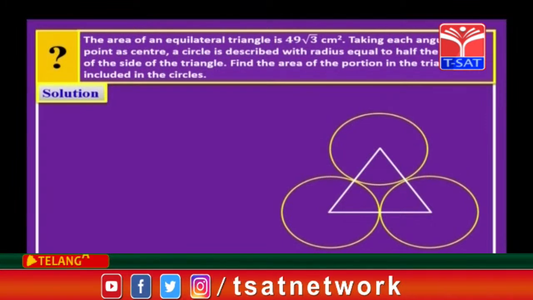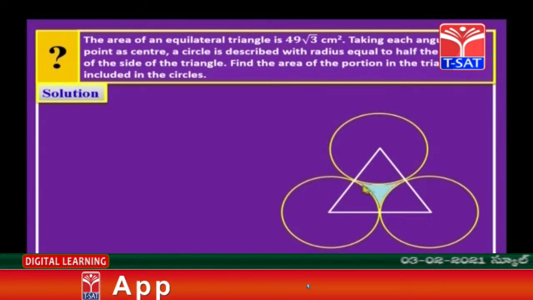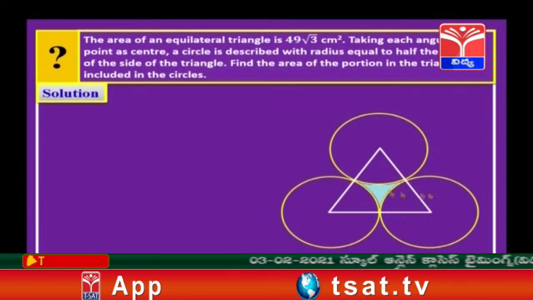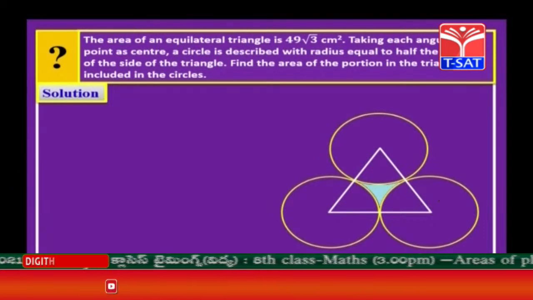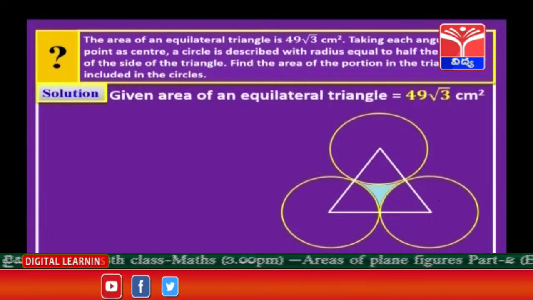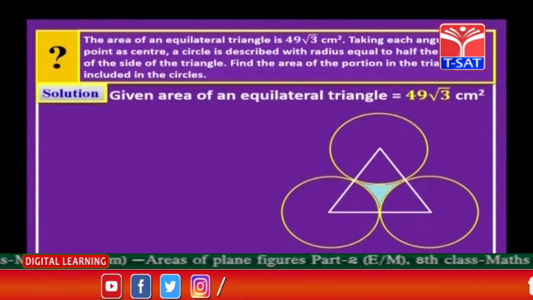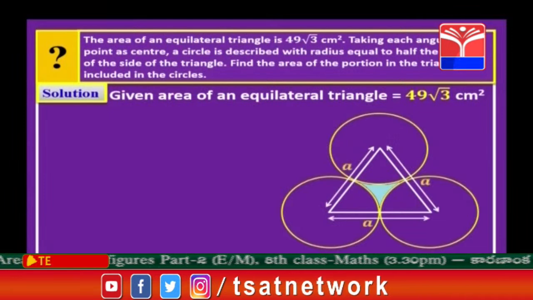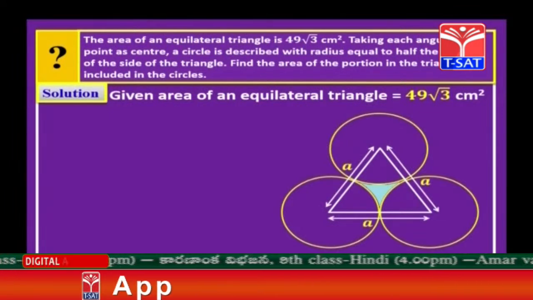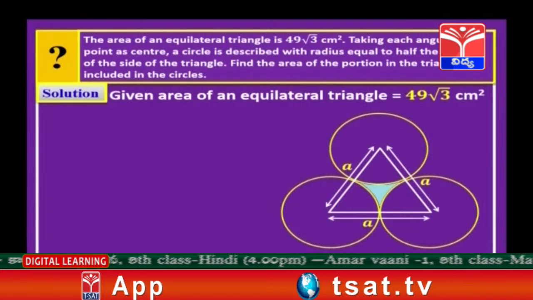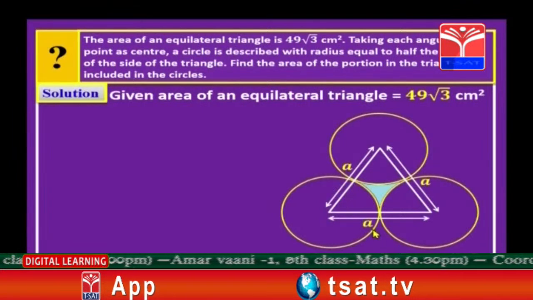Now which area do we need to calculate, children? That should not be included in the circles. That means if you notice this shaded region, this area we have to calculate. Now let us see how to find the area of this shaded region, children. So the given area of the equilateral triangle is 49 root 3 centimeters square. Let us assume the side of the equilateral triangle is A units. So all the sides are equal, so it is A and A.